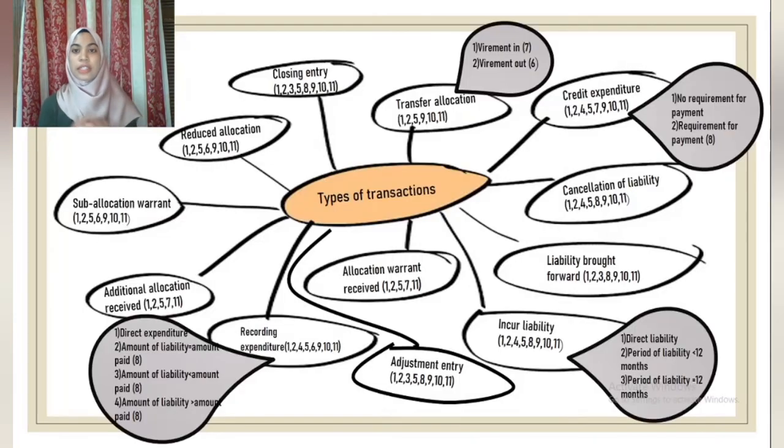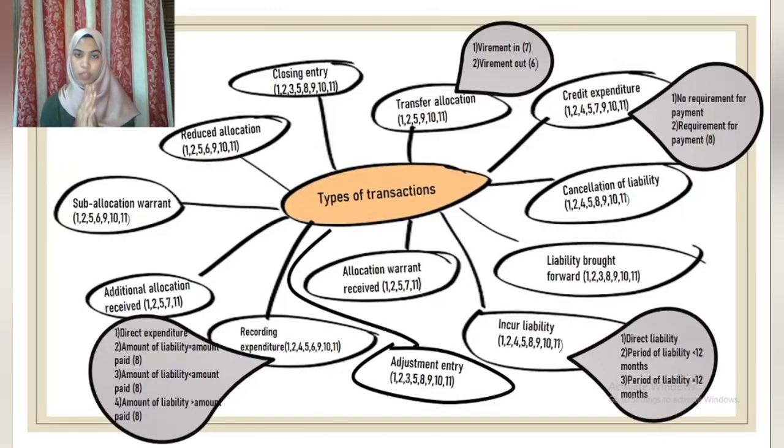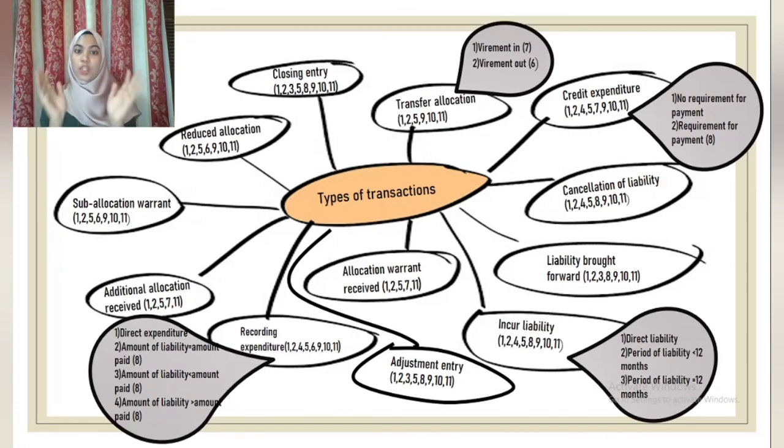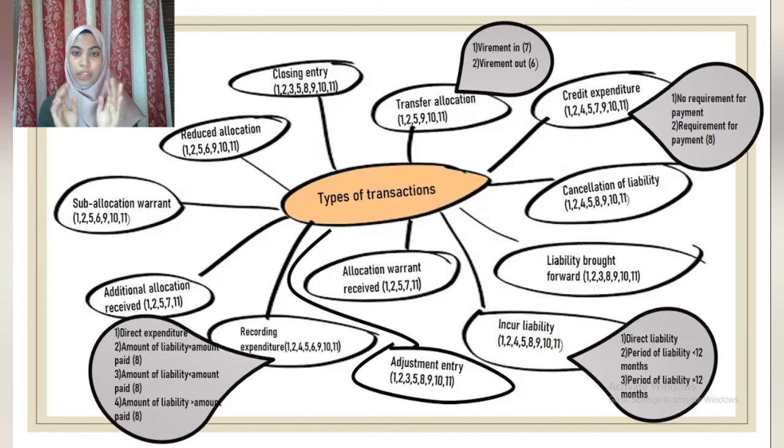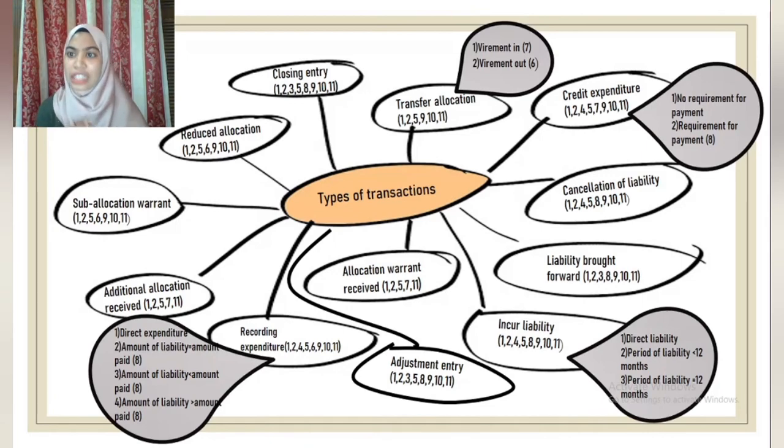So this is the last slide for this subtopic. As you can see in this mind map, we have 12 types of transactions. As you can also see, the number in the bracket is not just a number. It is the columns that are affected by these transactions. I'm going to give you one example here: credit expenditure. The columns affected in this transaction are columns 1, 2, 4, 5, 7, 9, 10, and also 11. But go deeper to the question, whether there is a requirement for payment or no requirement for payment.